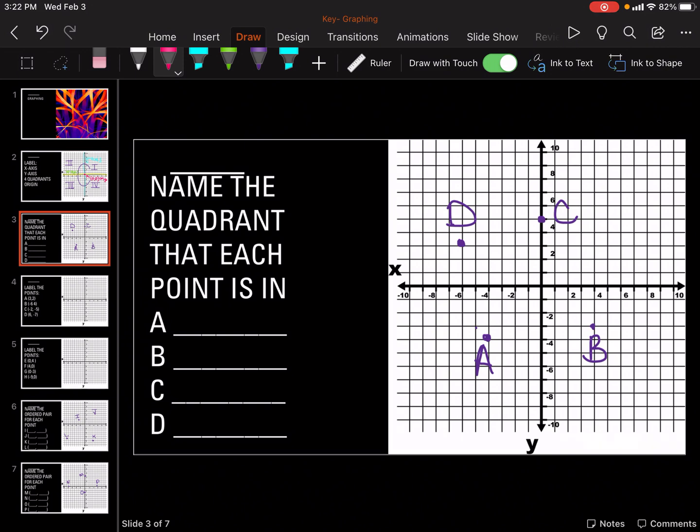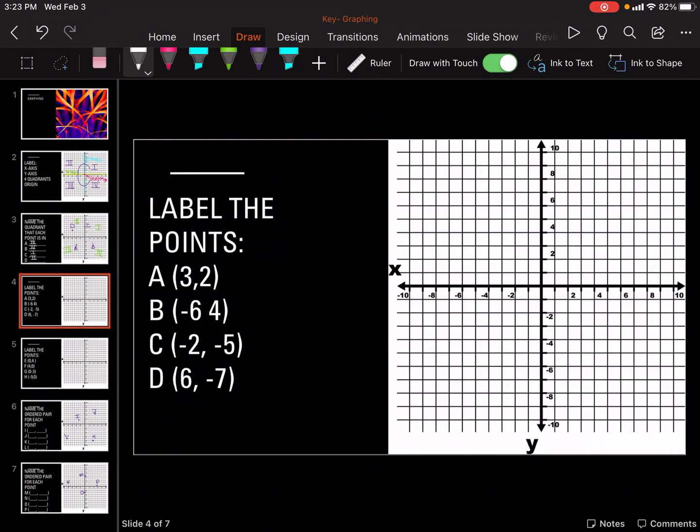So let's practice some graphing, naming the quadrants. Name the quadrant that each point is in. So quadrant A, you know what I'm going to do? I'm going to go ahead and label them. 1, 2, 3, and 4. And 4 is IV because 5 is V. So if there's a 1 in front of it, you subtract it. So point A is in quadrant 3, B is in quadrant 4, C is in quadrant 1, and D is in quadrant 2.